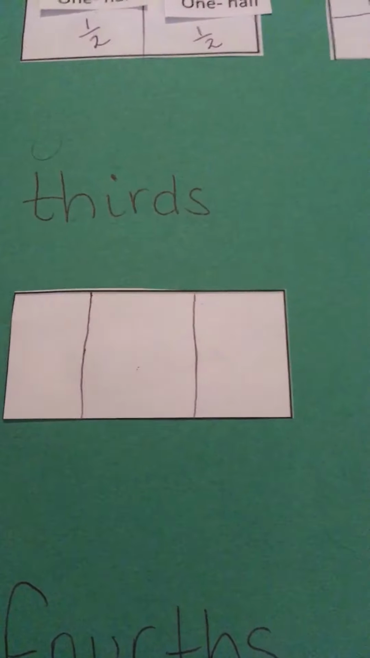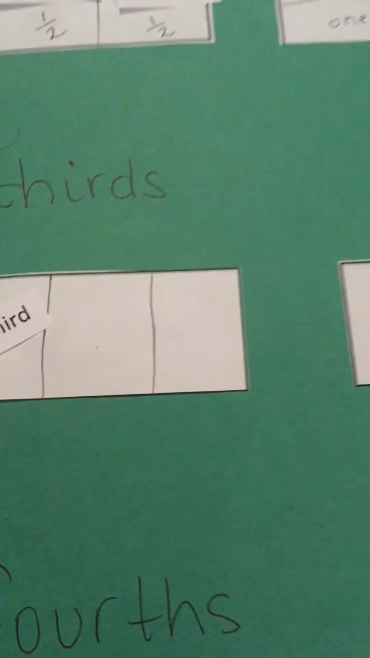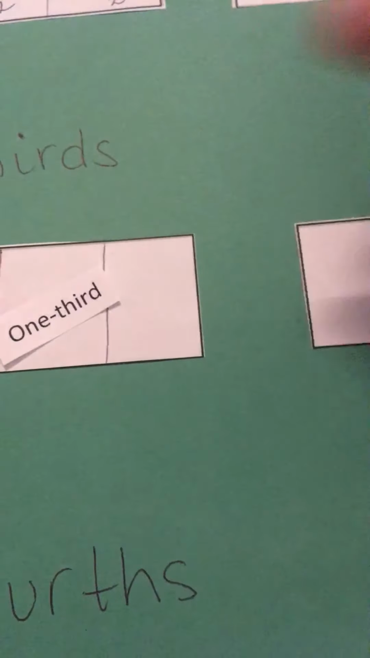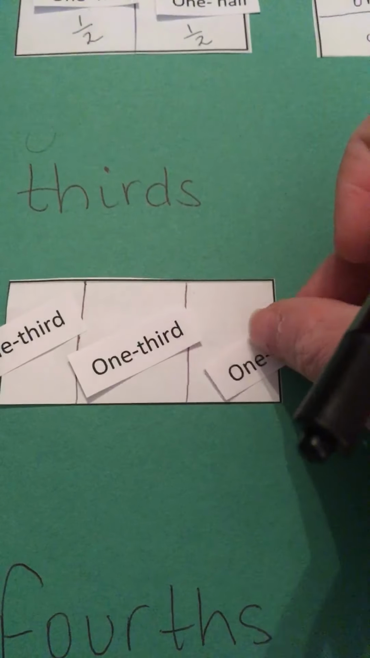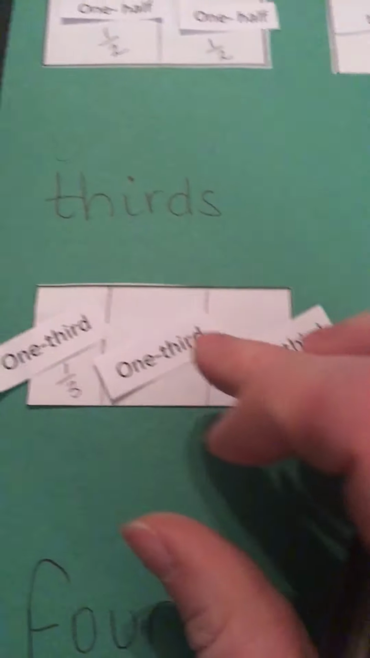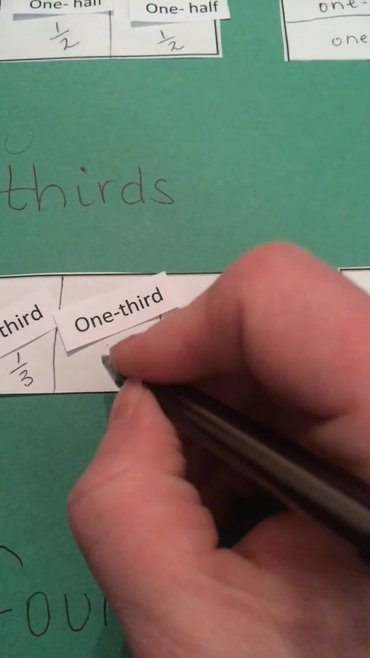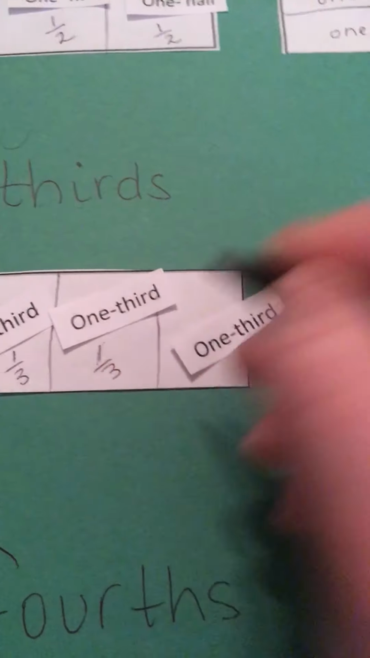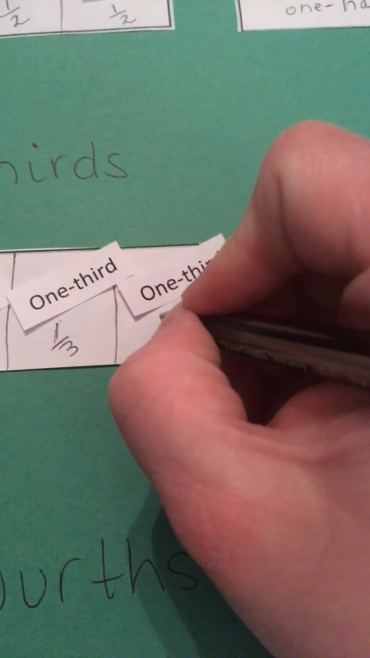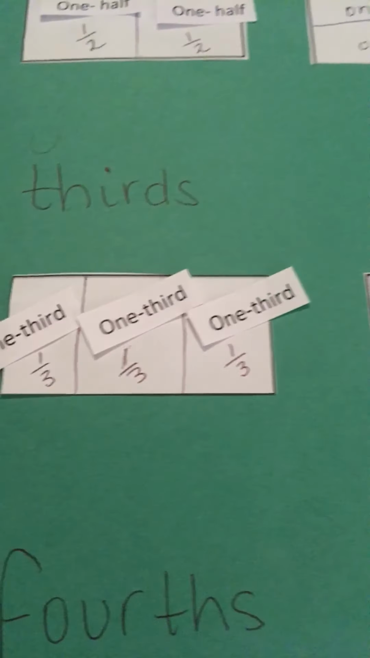I'm going to label this one 1/3, 1/3, 1/3. I can also write 1/3 as 1/3, 1/3, and 1/3.